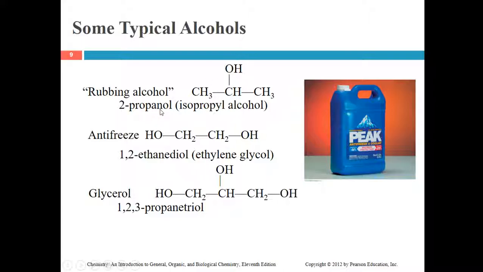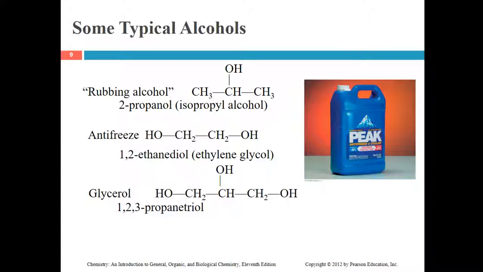And most of you have that in your medicine cabinet at home. However, it's probably not called 2-propanol. It's probably called by the old common name, which is isopropyl alcohol. Or you may even just call it simply rubbing alcohol, but it's 2-propanol.